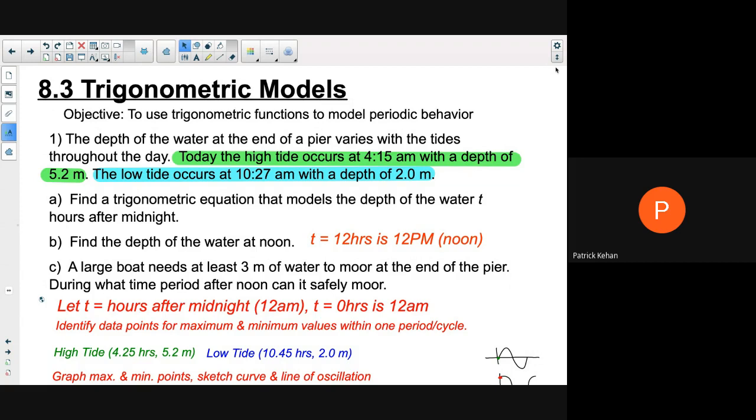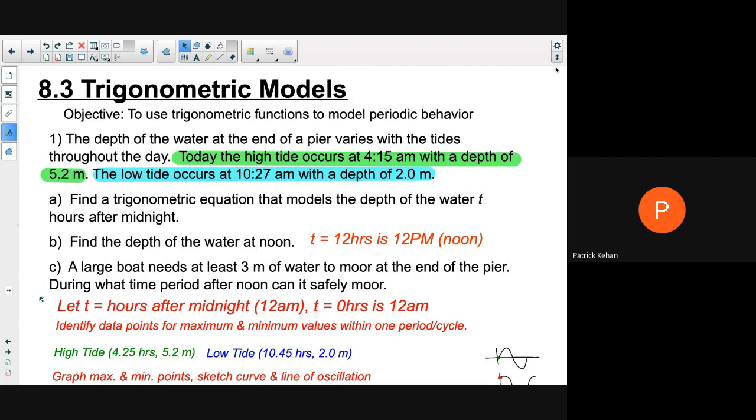So we have the depth of water at the end of a pier varies with the tides throughout the day. Today, the high tide occurs at 4:15 a.m. with a depth of 5.2 meters. The low tide occurs at 10:27 a.m. with a depth of 2 meters. So our first question is to find a trigonometric equation, a function that models the depth of the water, which is defined as T hours after midnight. We'll go back to parts B and C later, but first we just have to get a sense of how we're going to do this.